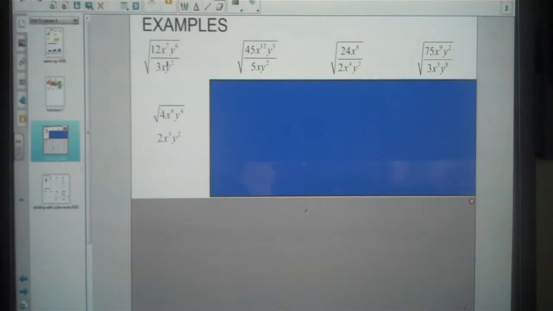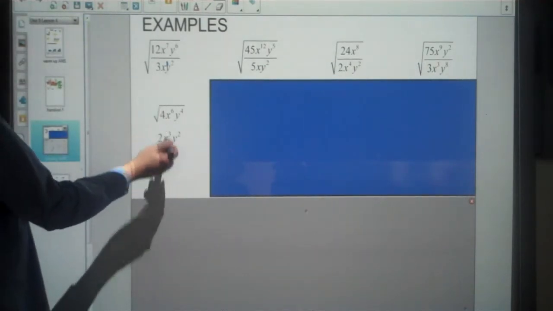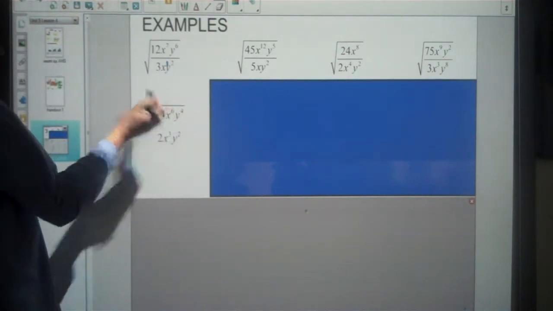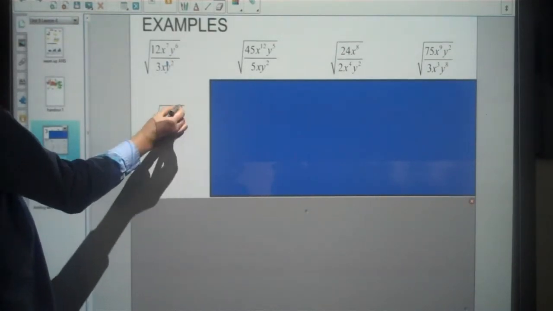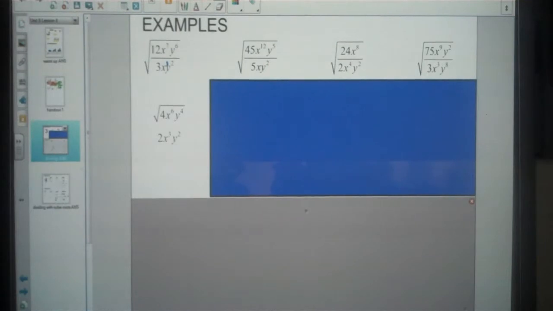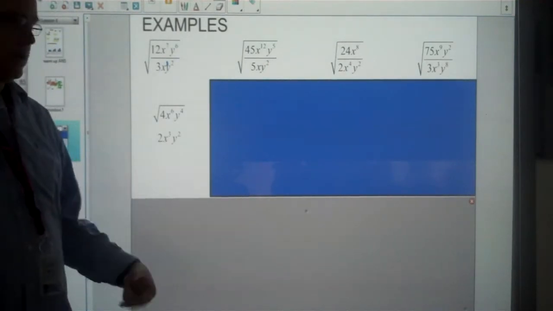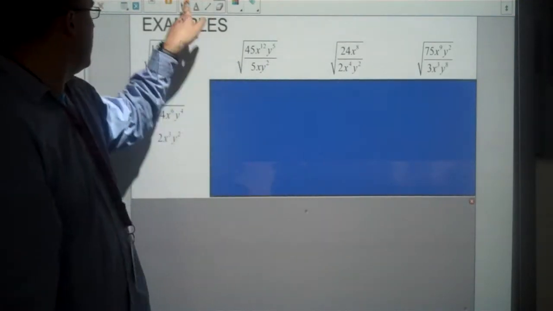Then this looks like the questions we've been doing last lesson, and also for the warm-up today as well. So the square root of 4 is 2. As this is a square root, we half the exponent, so half of 6 is 3, and half of 4 is 2. So we're just adding an extra step into our problems here.